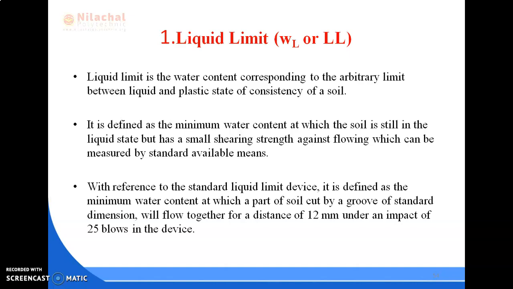And with reference to the standard liquid limit device, it is defined as the minimum water content at which a part of soil cut by a groove of standard dimension will flow together for a distance of 12 mm under an impact of 25 blows in the device. So this is also a definition based on the standard liquid limit device.